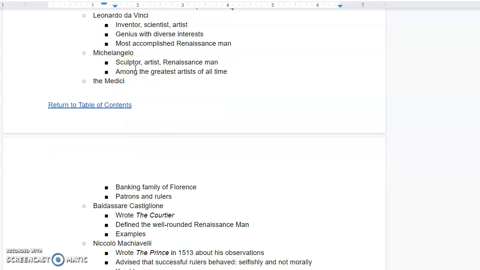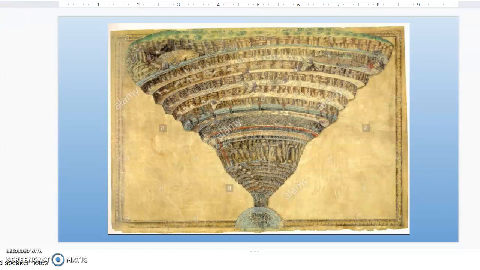Michelangelo was considered among the greatest artists of all time. Other really talented artists considered him to be the best. He's very famous for being under the patronage of the banking family, the Medici. He was famous for the Sistine Chapel, which we had the picture here.